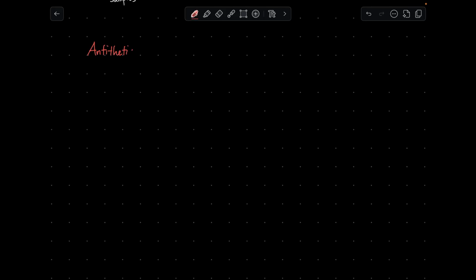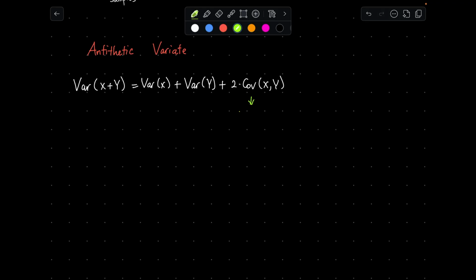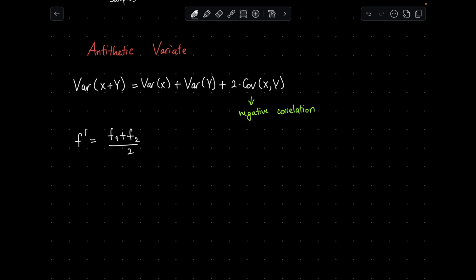Here the idea is simple but powerful. Imagine if we have two random variables x and y. The variance of the sum is again given by variance x plus variance y plus 2 times covariance xy. Again, if we can make the covariance term, namely the correlation between x and y, negative, it will reduce the variance. So we create a new estimator f prime, which is f1 plus f2 divided by 2, where we try to make f1 and f2 negatively correlated. In this problem, we have f1 sampled as usual, x, y, but we sample f2 as 1 minus x and 1 minus y. But why does this help?